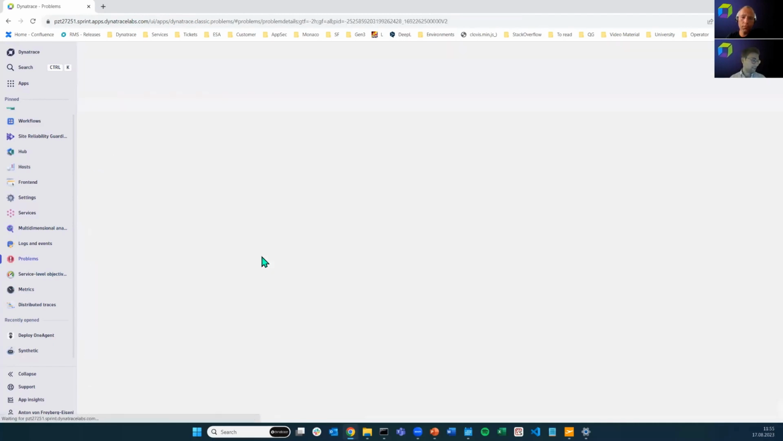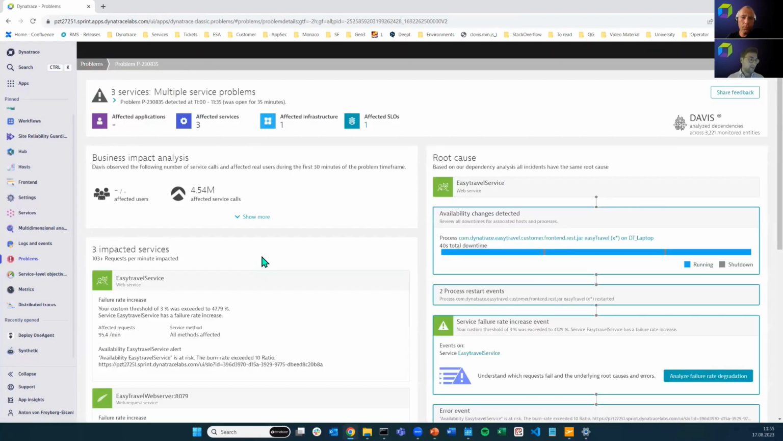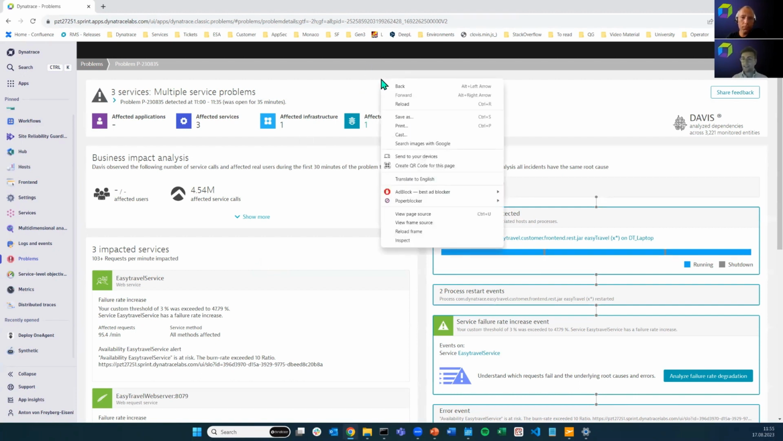So what I did is I created a burn rate alert on this SLO, and we want to see how this impacts the analysis of a problem. The first thing to see is that if I look at a problem, I already get the information: there is an affected SLO. This is the first thing to look at. Is one of my goals in danger? And you clearly see it is.